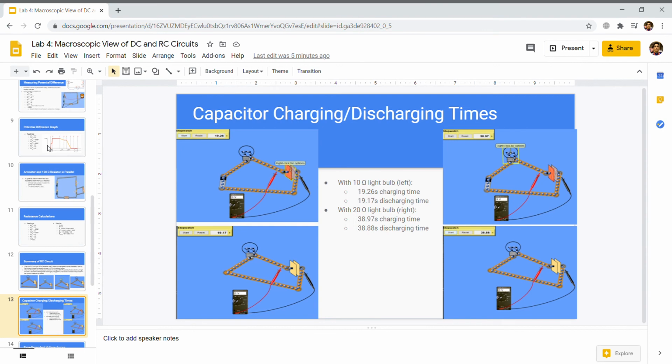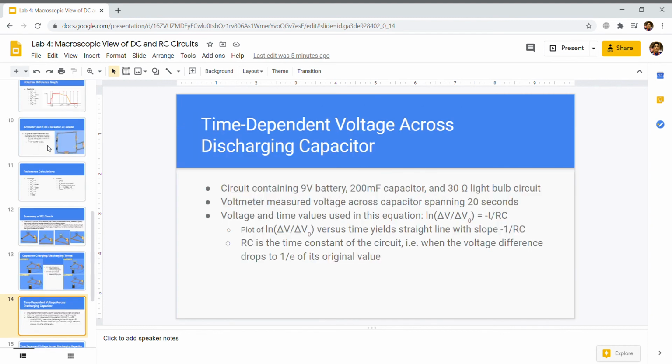As you can see here, we now timed how much time it took for both the 10 ohm light bulb and the 20 ohm light bulb for the capacitor to charge and discharge. And the times, if they're not so clear in the pictures, are listed in the middle as well. Finally, we're going to look at a time-dependent voltage across a discharging capacitor. The circuit contained a 9 volt battery, a 200 mF capacitor, and a 30 ohm light bulb. The voltmeter measured voltage across the capacitor spanning 20 seconds.